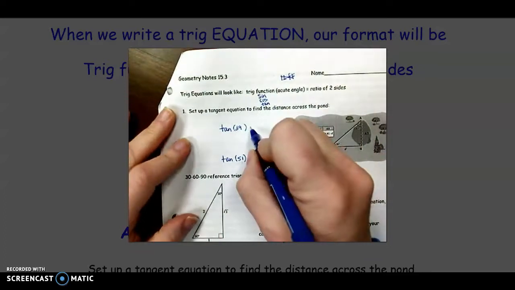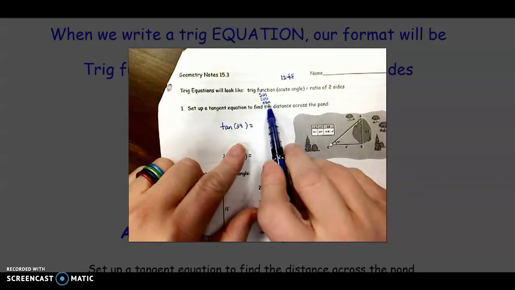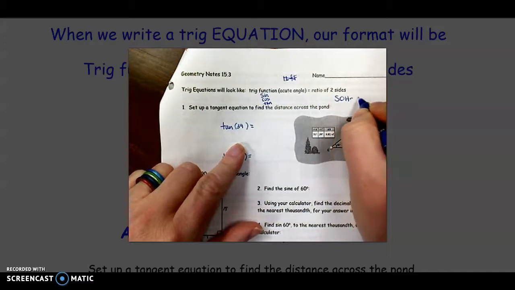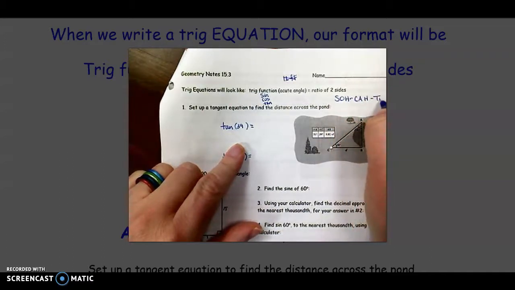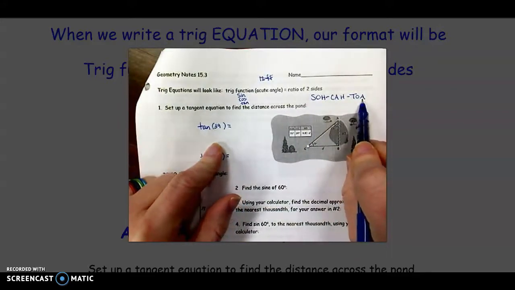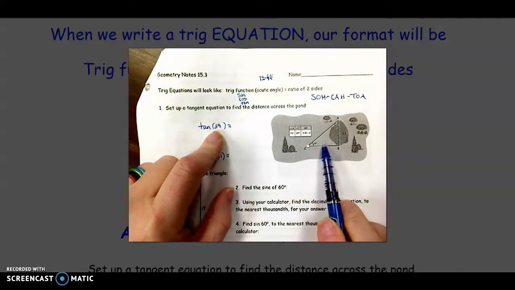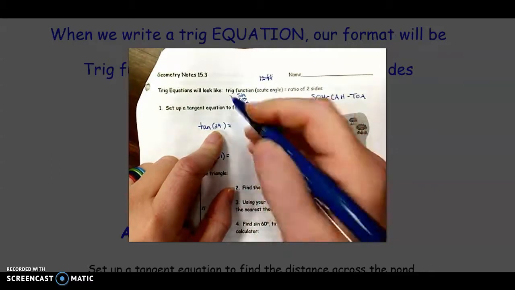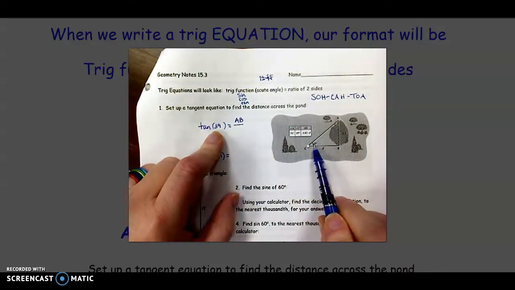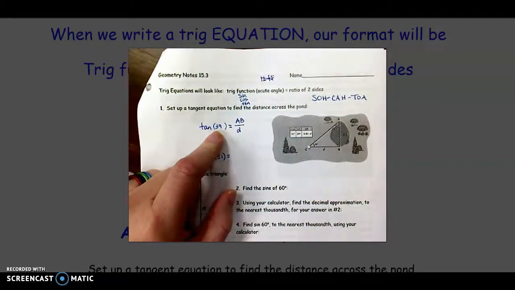And then you're going to set that equal to the ratio of the two sides. Now remember, tangent is opposite over adjacent. You can always write your SOHCAHTOA at the top of your paper every time you're doing trig as just a reminder. So tangent is opposite over adjacent. So if we're looking from the 39 degree angle's perspective, the opposite side is labeled as AB. That would go in the numerator of my ratio. The adjacent side to the 39 degree angle would be side D. We are not using the hypotenuse when we do tangent.